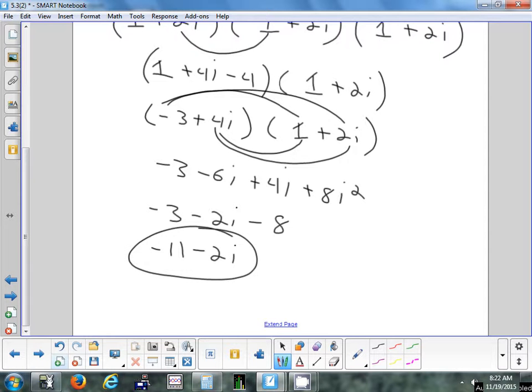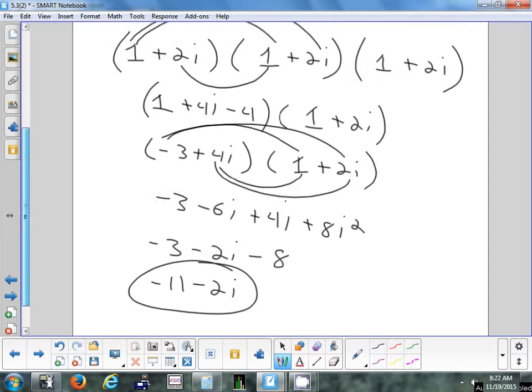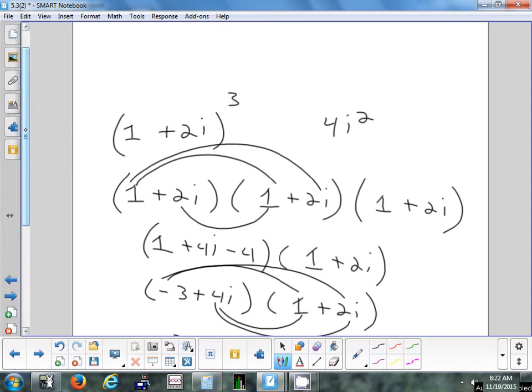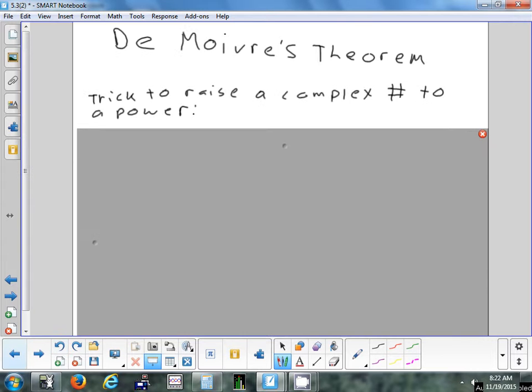So it's not that bad. It's not like it was the world's hardest problem, but it does start to get annoying. And then imagine I did it to the 39th power, or even 395th power. Now I need to put 1 plus 2i times 1 plus 2i 395 times and do it out. Even if you could, you're going to make a mistake somewhere. So there's got to be a better way than what we just did. And there is.